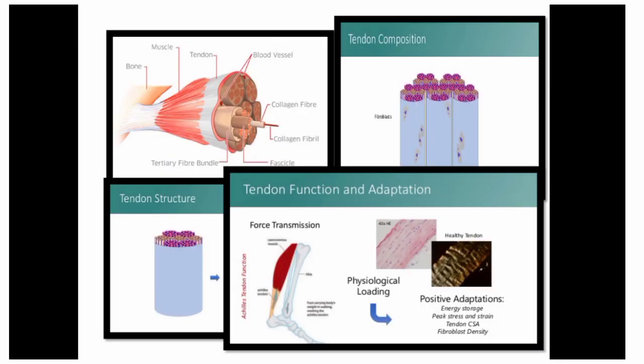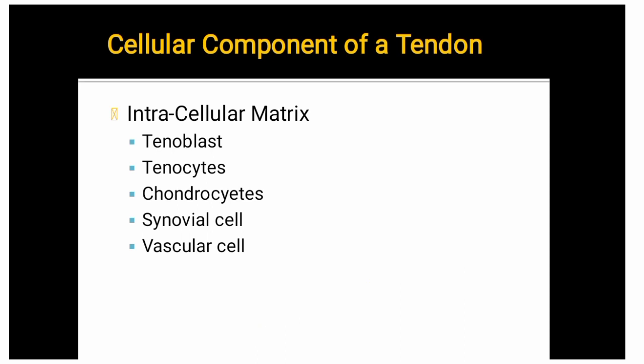Here we can see a picture of the tendon, showing the bone, muscles, tendon, blood supply and nervous system of the tendon. Now, tendon composition. The cellular component of the tendon is divided into two parts, that is the intracellular and extracellular matrix. We will start with the intracellular matrix. In the intracellular matrix, there are tenoblasts, tenocytes, chondrocytes, synovial cells, and vascular cells.